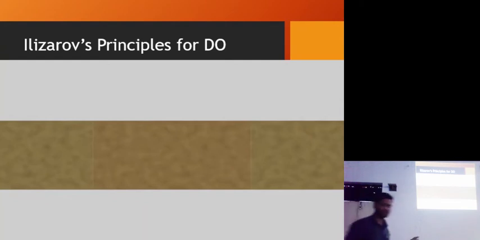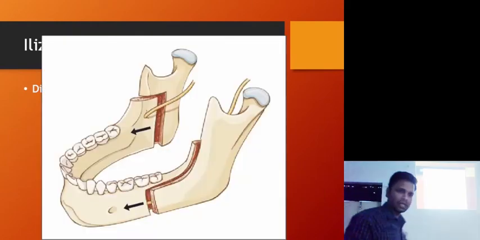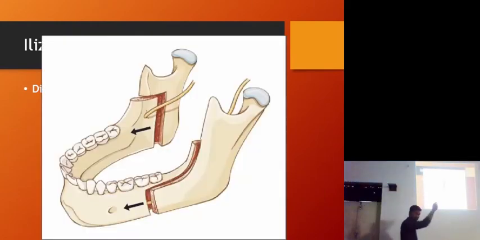I hope it is clear. Now, suppose we modify the osteotomy site, for example, do you know bilateral sagittal split osteotomy? Have you heard of it in orthognathic surgery? I'll show you the photo. So you can see the photo of bilateral sagittal split osteotomy, as I showed you in the earlier photos. This is the cut. So the segments are overlapping over each other.